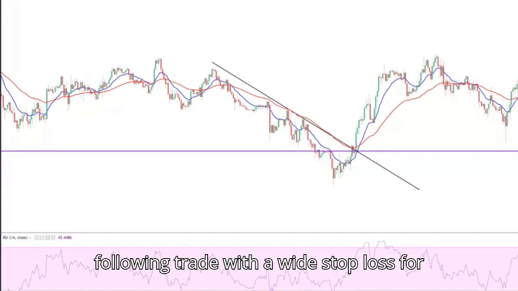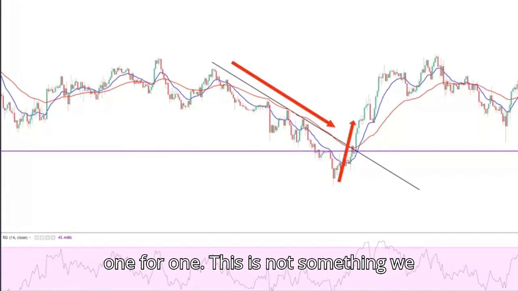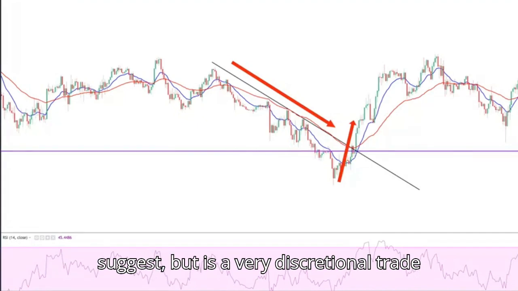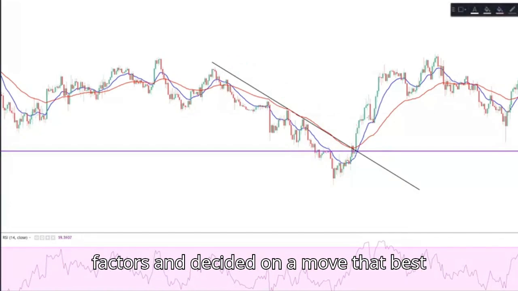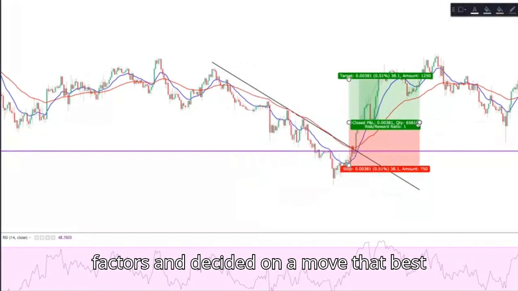We took a trend following trade with a wide stop loss for 1 for 1. This is not something we suggest, but is a very discretional trade entry, meaning we gauged all factors and decided on a move that best suited this situation.